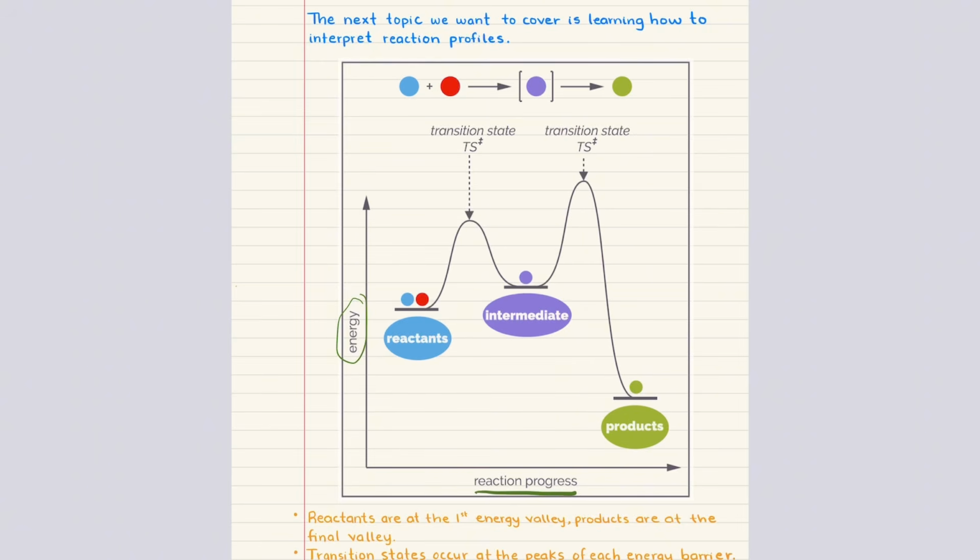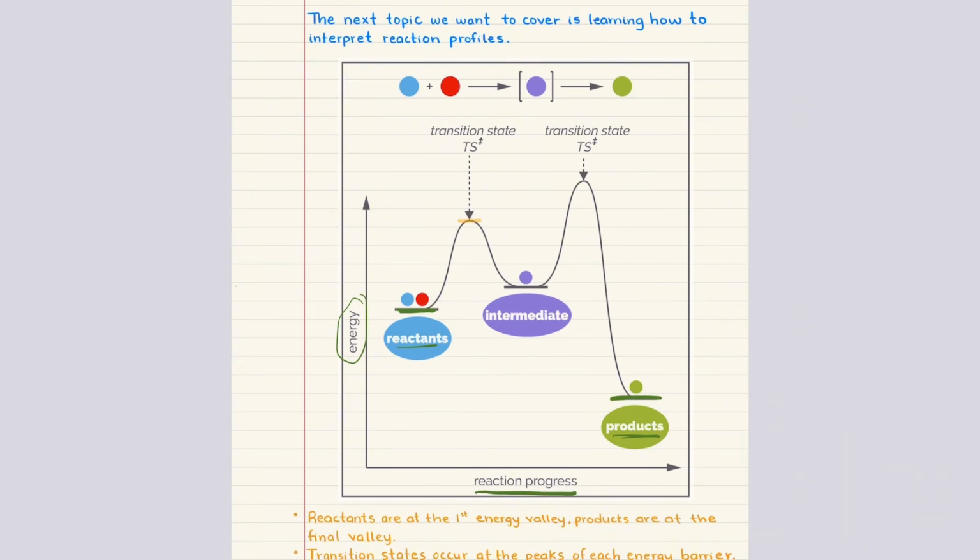And when we look at a diagram like this one, the very first value represents the reactants and the final value represents the products. Everything that happens in between, every rise and fall, corresponds to the pathway that the system follows as bonds break and new bonds form.